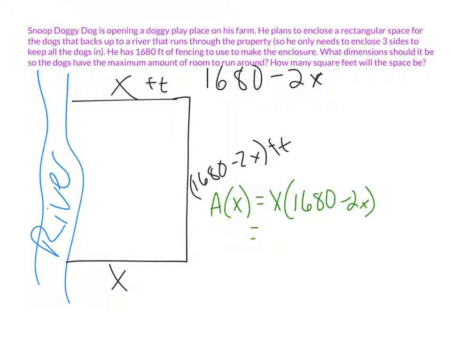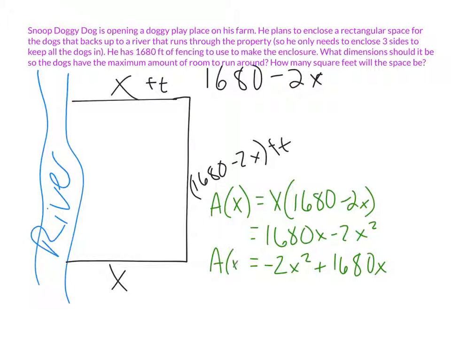And if I multiply this out, I'm going to have 1680x minus 2x squared. And again, I'm going to rearrange this into standard form just so I don't make a mistake when I plug things into my formulas to help me analyze this quadratic function. So here is my area function in terms of one dimension, right? And then the other one's built into there with the diagram that I have.